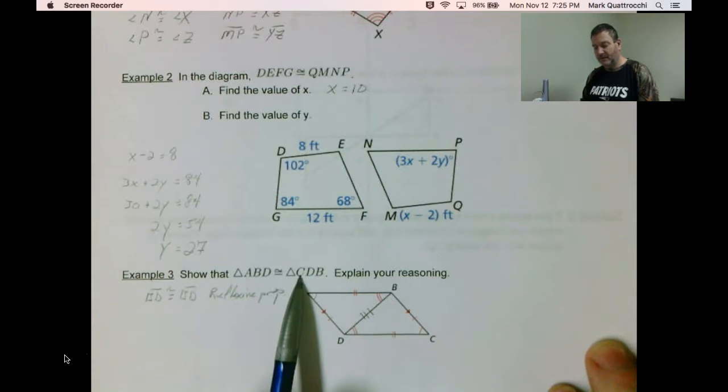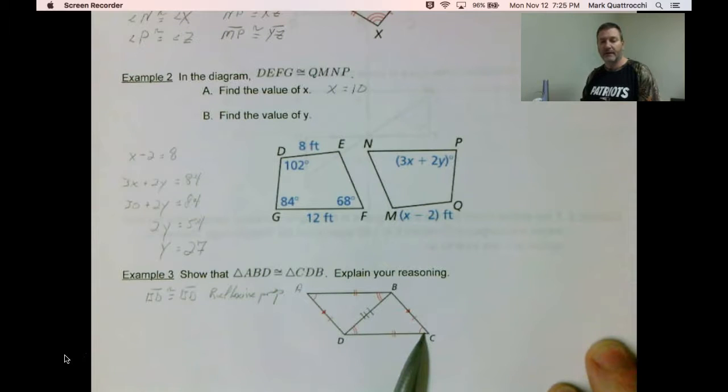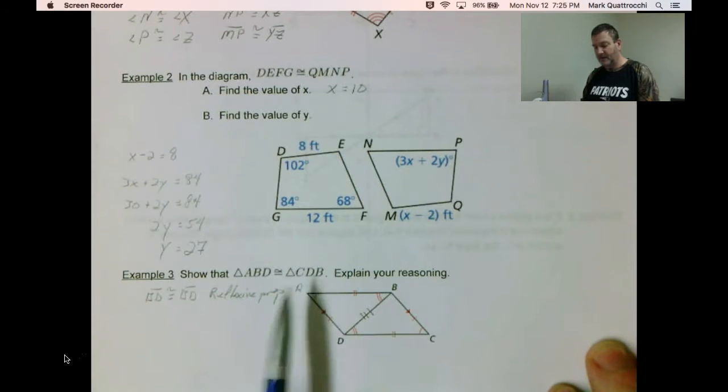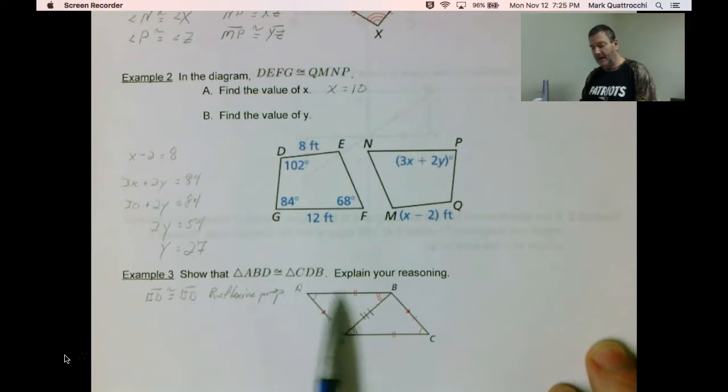Angle A congruent to angle C. 1 tick mark, 1 tick mark. Congruent, given information. Angle ABD congruent to angle CDB. ABD, 2 arcs. CDB, 2 arcs. They're already given as congruent.